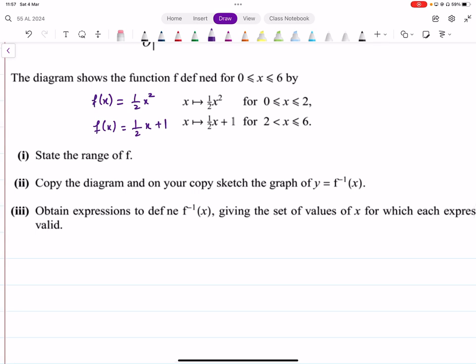Okay. So we have this function defined in two different parts. It says for x between 0 and 2, you have this first part of the function that is valid. For x between 2 and 6, you use a different equation. That's half x plus 1.